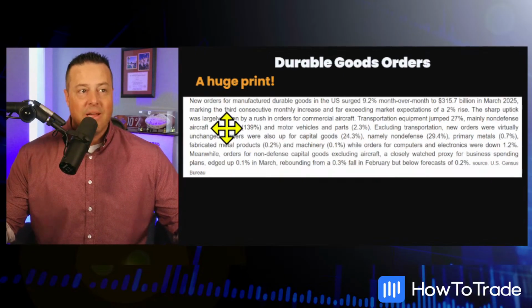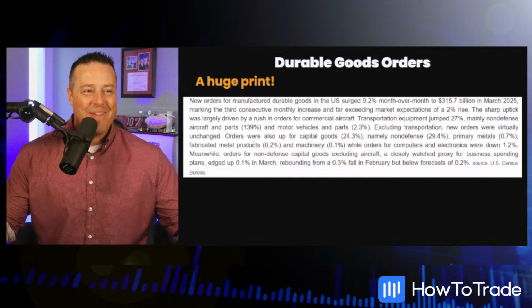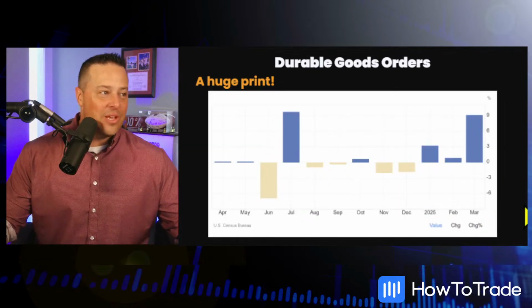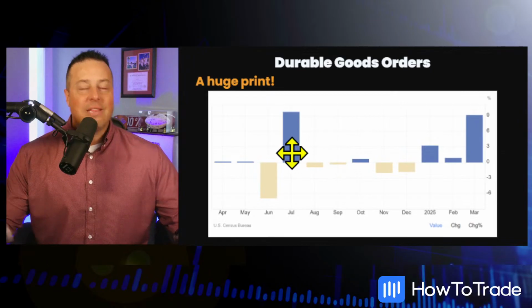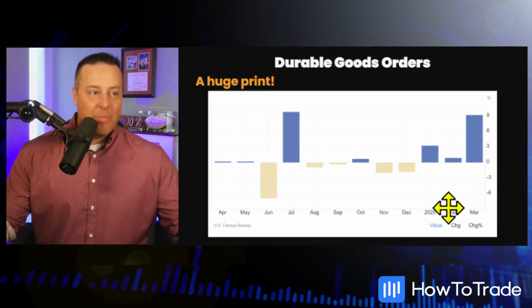The sharp uptick was largely driven by Russian orders for commercial aircraft. Not Russian orders for commercial aircraft, Russian orders. So you definitely want to make that distinction. But this was a huge print. Take a look. We haven't seen anything like this since last July, and it's the third straight build in a row. That's a big-time consumption indicator.